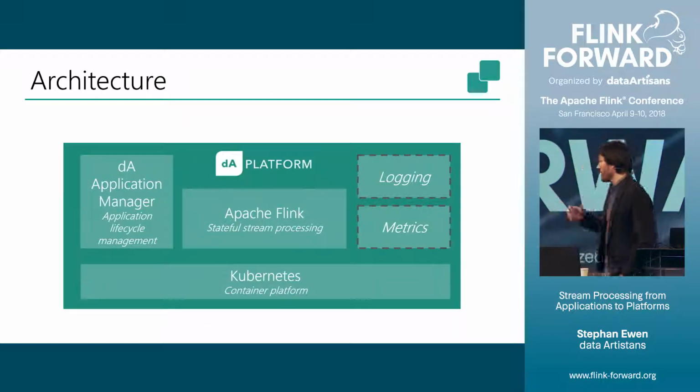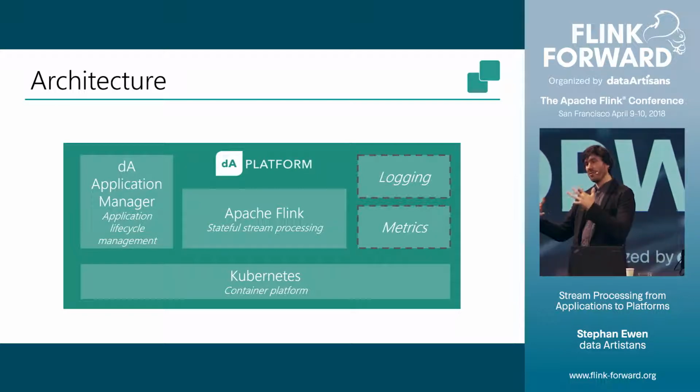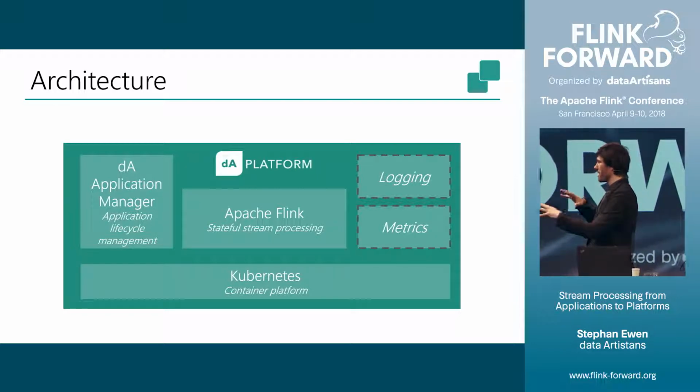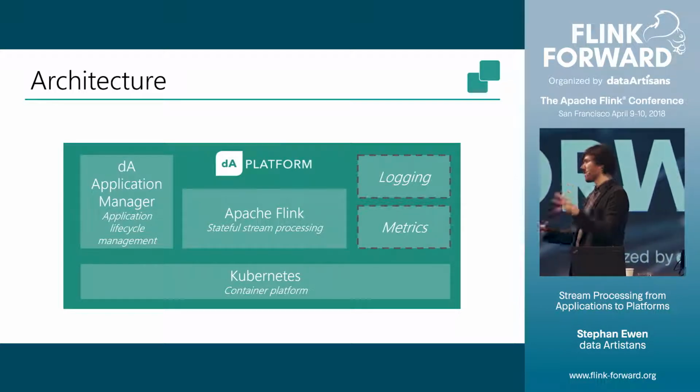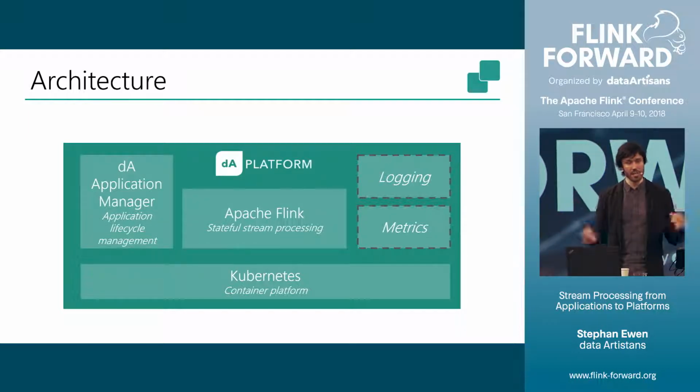So the thing as a whole looks like that now. Based on a container platform, with Flink as the API to develop applications, the application manager is kind of a proxy between the operational commands and Kubernetes, the snapshot store, and Flink, to orchestrate all these things working tightly integrated together.